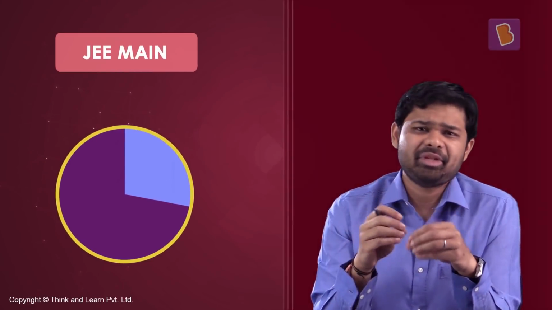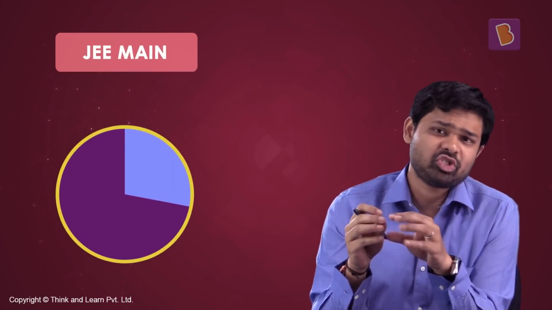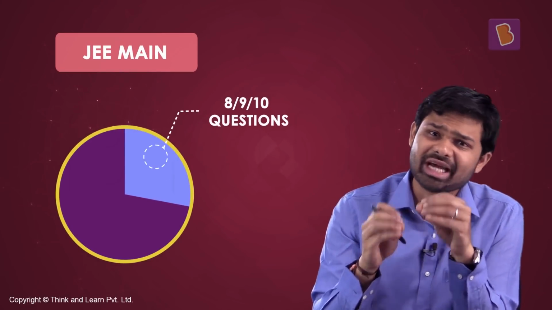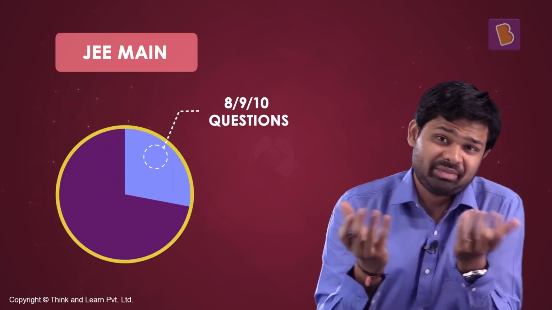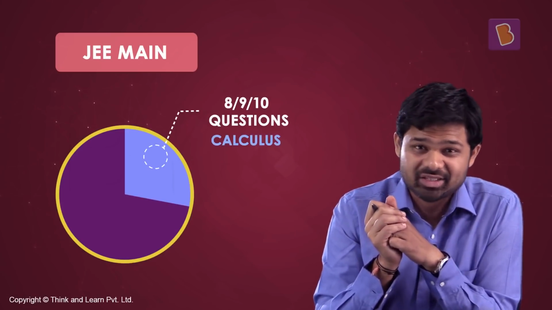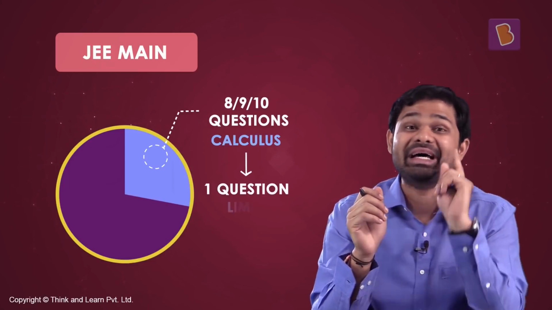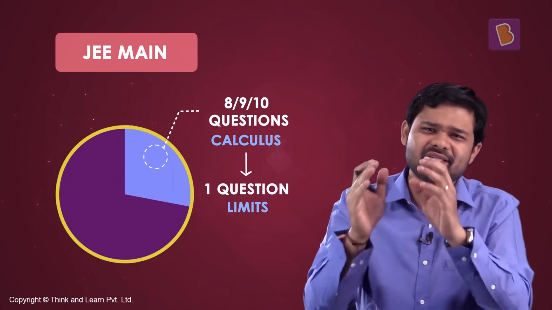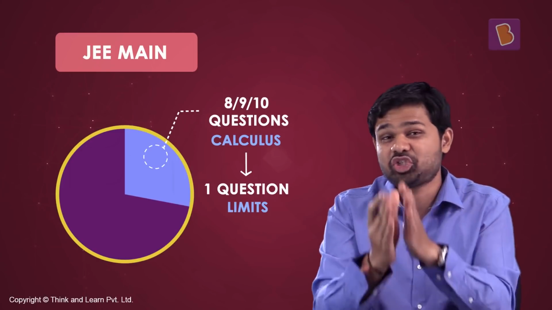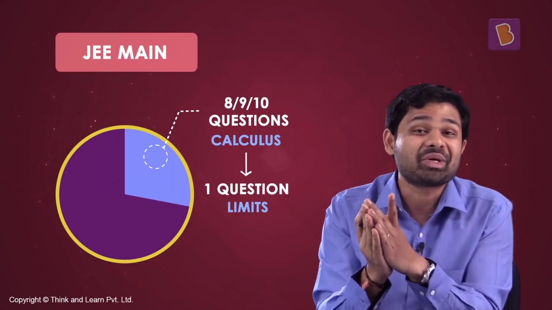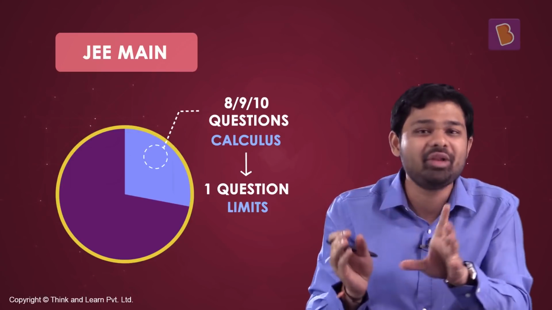So in your main examinations, if you are supposed to have 30 questions, generally 8 questions, 9 questions, or sometimes 10 questions are from calculus. And 1 question is definitely from limits. I'm not talking about limits, continuity, differentiability. I'm just talking about limits. 1 question in the main examination is always from limits.